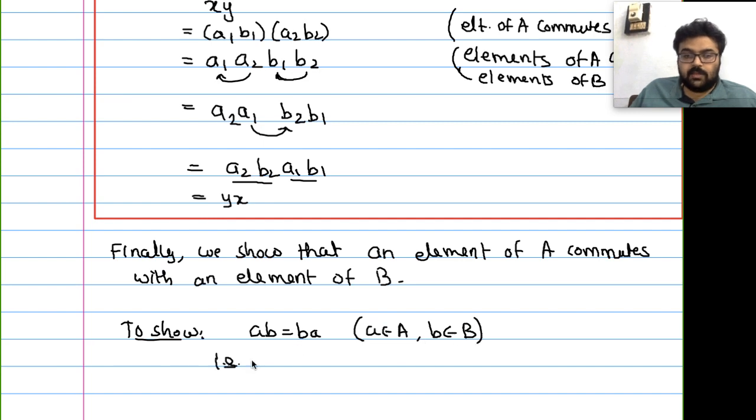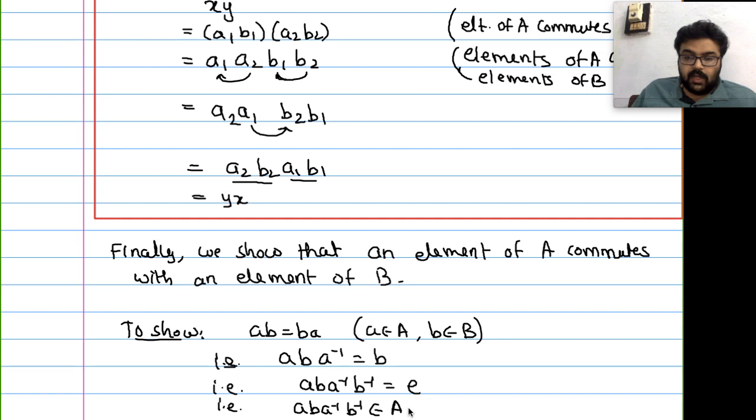So that is the same as showing, if I multiply ab on the right side by a inverse, and then b inverse, this is the same as showing a b a inverse b inverse equals identity. If we show this also, it is fine. Or it is the same as showing that a b a inverse b inverse belongs to A intersection B.